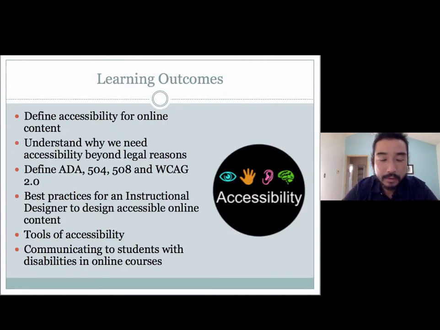Here we have the learning outcomes for this talk. I'm going to break it up into two sections. We're going to start by defining accessibility in online content, understand why we need accessibility beyond just legal reasons, and define the ADA, 504, 508, and WCAG 2.0 guidelines. Then I'm going to move on to best practices for instructional designers and how to design accessible online content from a very high level. I'm going to go on to discuss the tools of accessibility, and I'm going to conclude with how to contact your students with disabilities through the syllabus.